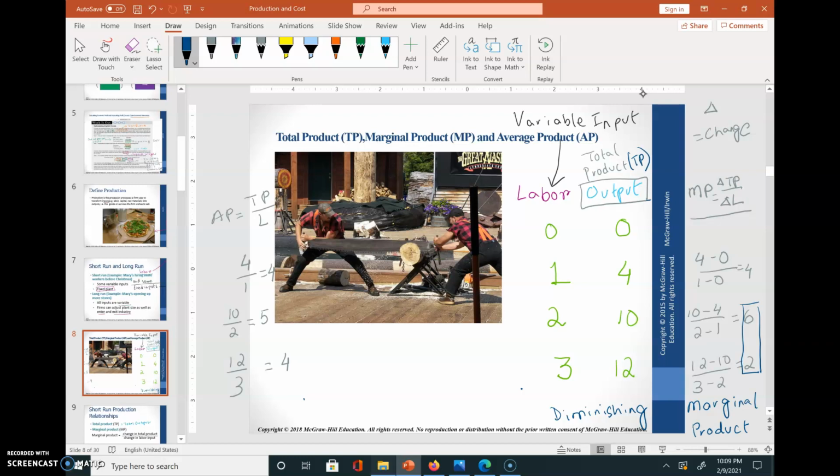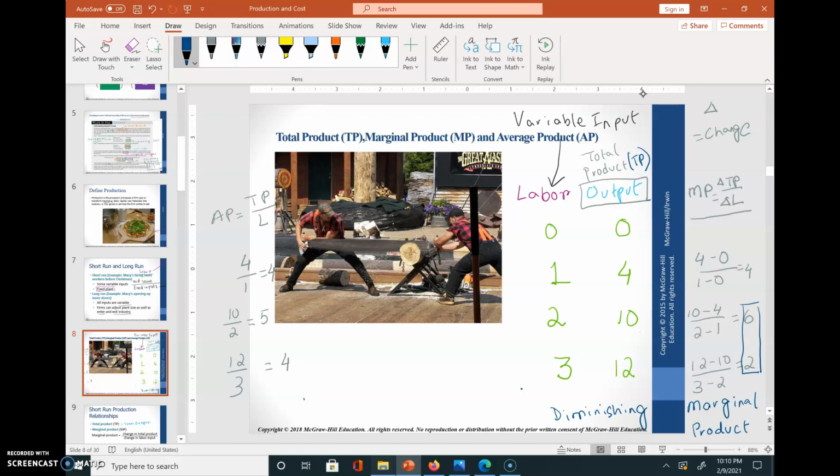If no worker is hired, the total output is 0. That means nothing is being produced. Alright, so nothing surprising there. If we have one worker, he can cut 4 trees, so total output is 4. If we have two workers, they can cut 10 trees, so 10 is my total output. Now if we have 3 workers, the total output is 12.